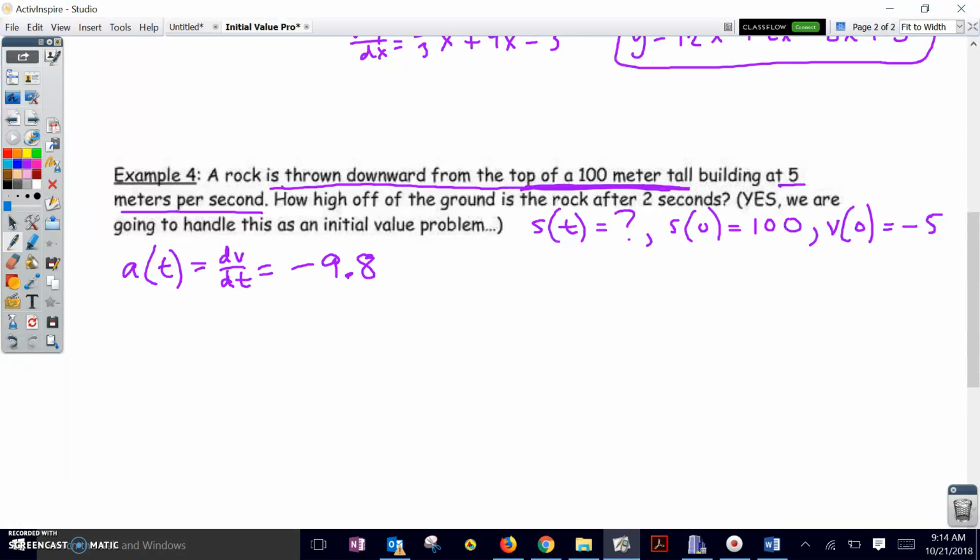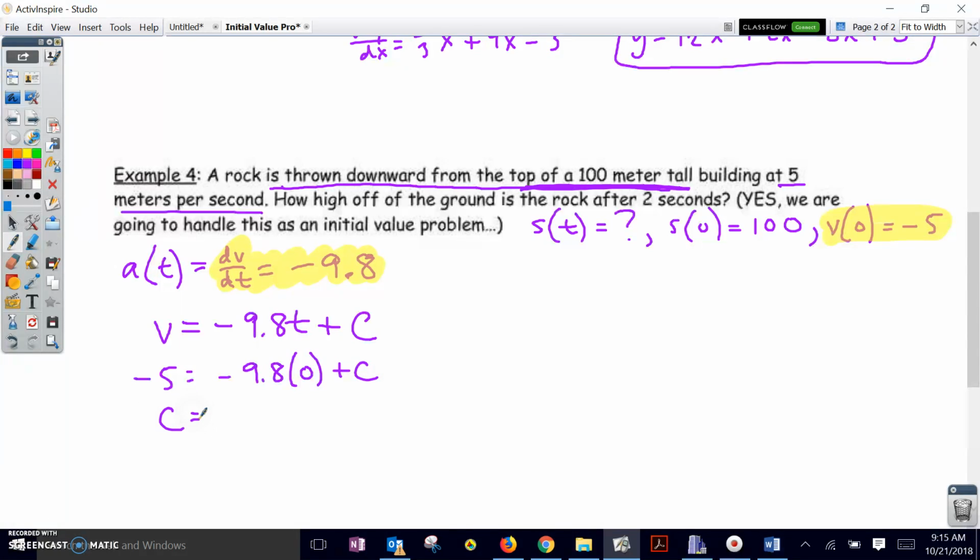All right, and now I find the antiderivative of this function. dv dt is equal to -9.8. So the antiderivative of dv dt is v. It's going to be -9.8t plus a constant. And now I'm going to use the initial condition for velocity. So velocity is -5 when t is 0, so my constant is -5. So my function for velocity ends up being -9.8t minus 5.